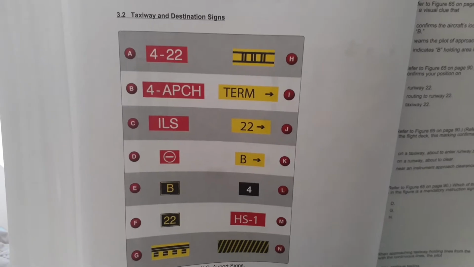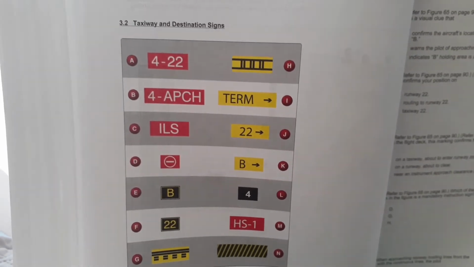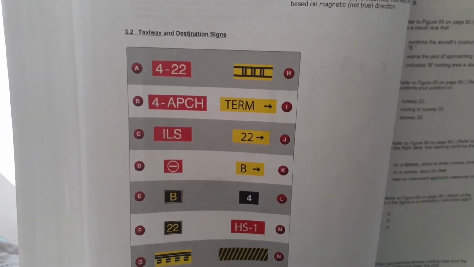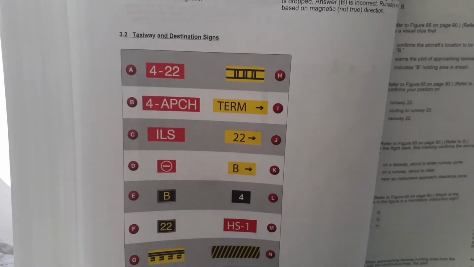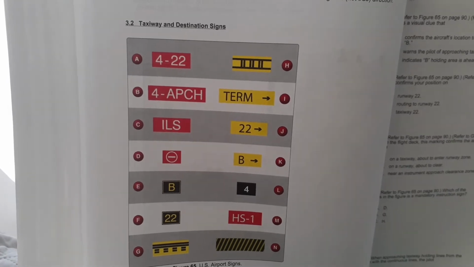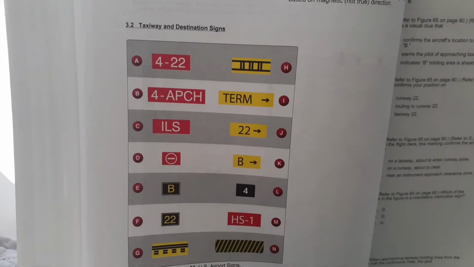Question 7. Refer to figure 65 above. Which sign is a designation and direction of an exit taxiway from a runway? A, J, B, F, or C, K? Question again. Which sign is a designation and direction of an exit taxiway from a runway? The correct answer is C, K.